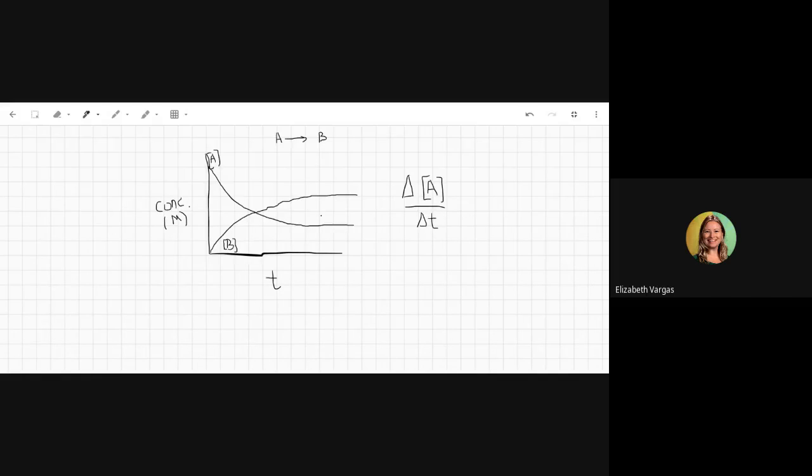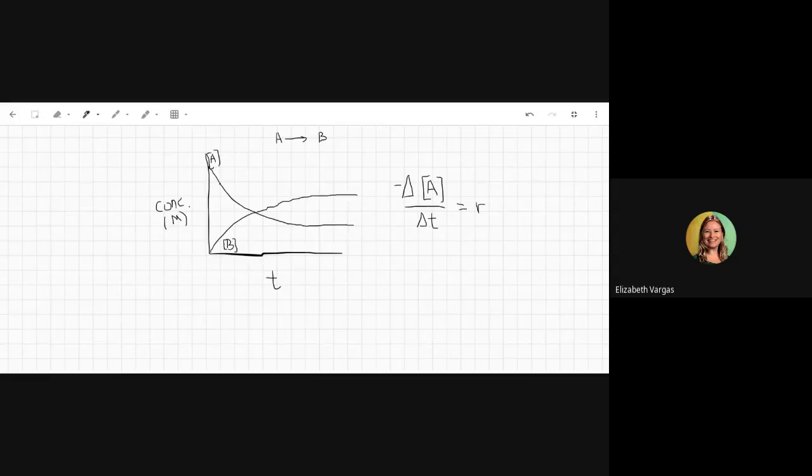Because A is going down over time, if I looked at the change, it would be final minus initial. That would give me a negative number. And for rates, we always want a positive number. So that's why you'll see a negative out in front. I'm just going to put a little R for rate. That's going to be the rate of our reaction. How fast does this change over a given time?